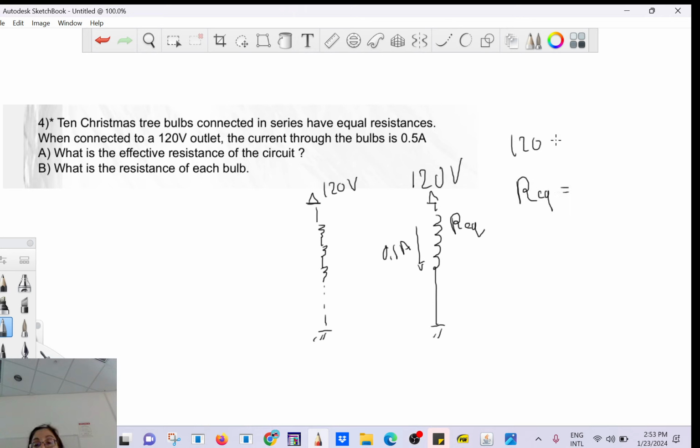So 120 equals equivalent times 0.5. So equivalent will be 240, yes. So 240 ohms, but you have 10 of them. So that means each one of them will be, very good, 24 ohm. That's going to be 24 ohm. That's going to be 24 ohm, and so forth and so on. Is that clear?